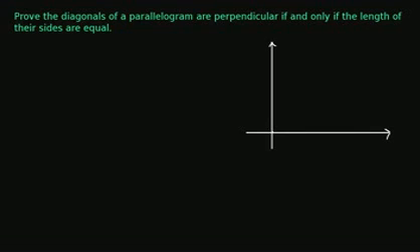Okay, here we have a proof to do. We need to prove that the diagonals of a parallelogram are perpendicular if and only if the length of their sides are equal. Okay, so the first thing that I want to do is just get some intuition about what we're actually trying to prove and write a mathematical statement of what we're trying to prove. So kind of convert these words into math.